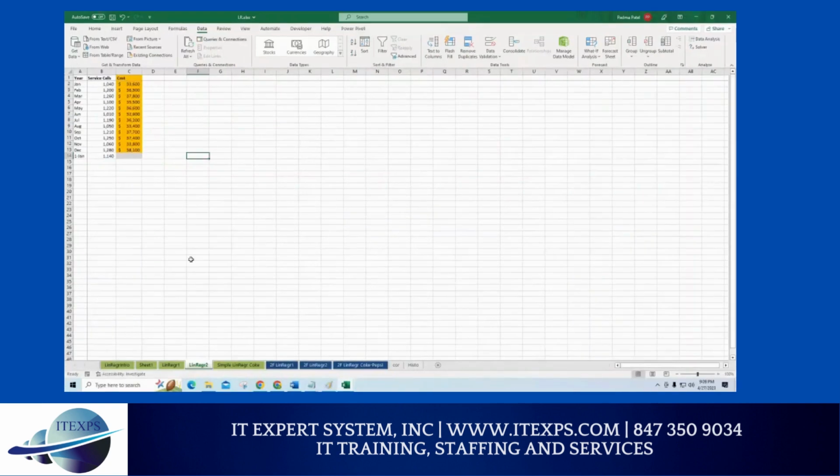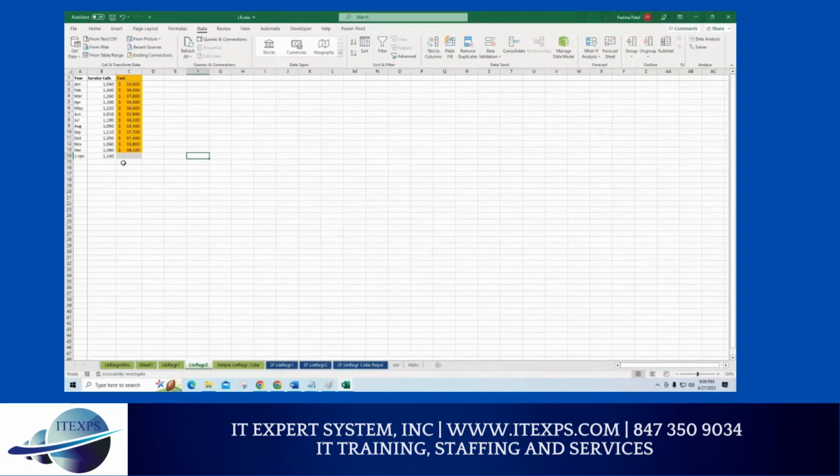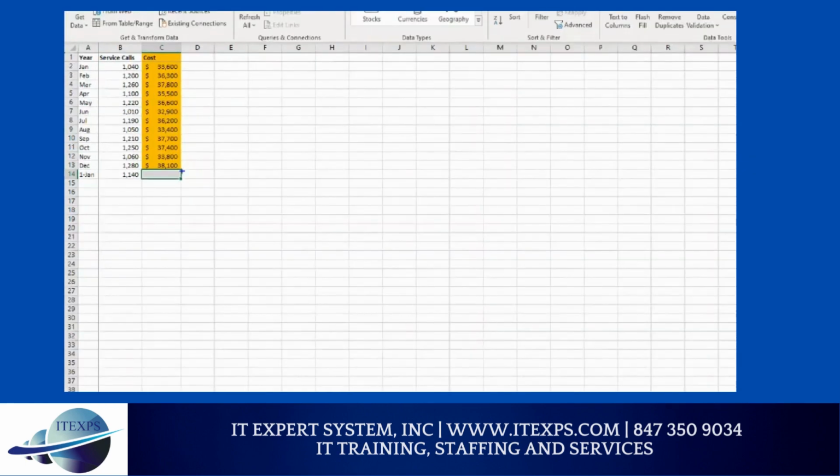So that's a tab, linear regression 2. Click here and get me the value for this call. See how fast you do it. Go and quickly get it.